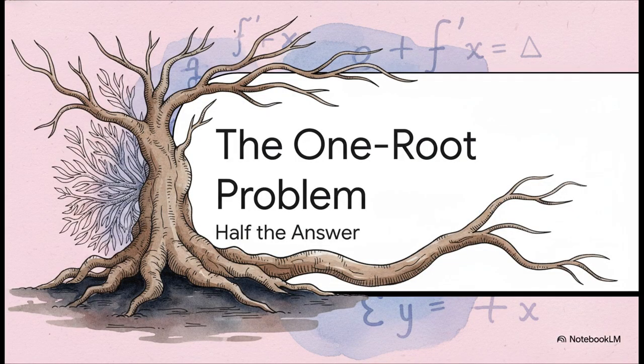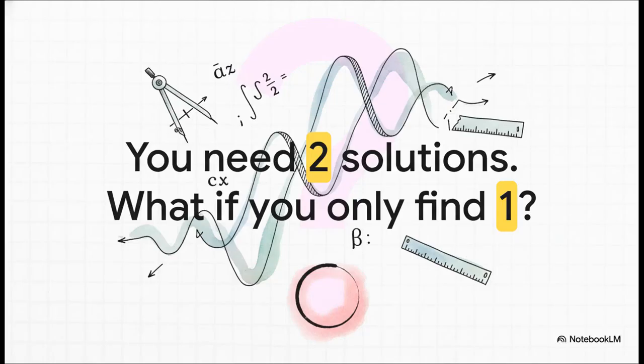What is this problem we're trying to solve anyway? So here's the deal. For a second-order equation, the rules of the game say you need two different, independent solutions to build your final answer. It's like needing two key puzzle pieces. If your characteristic equation only gives you one root, you're missing half the puzzle. You just can't build the complete picture.